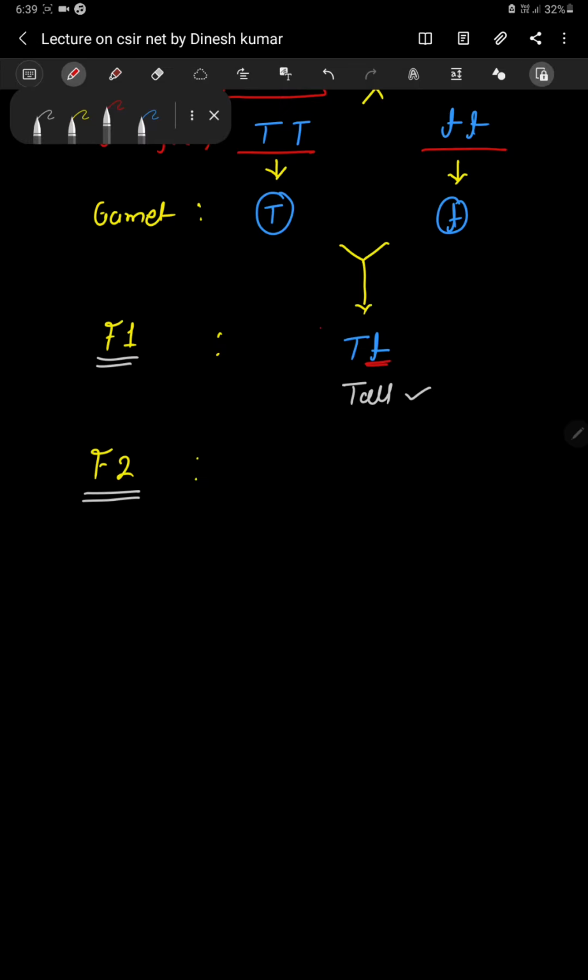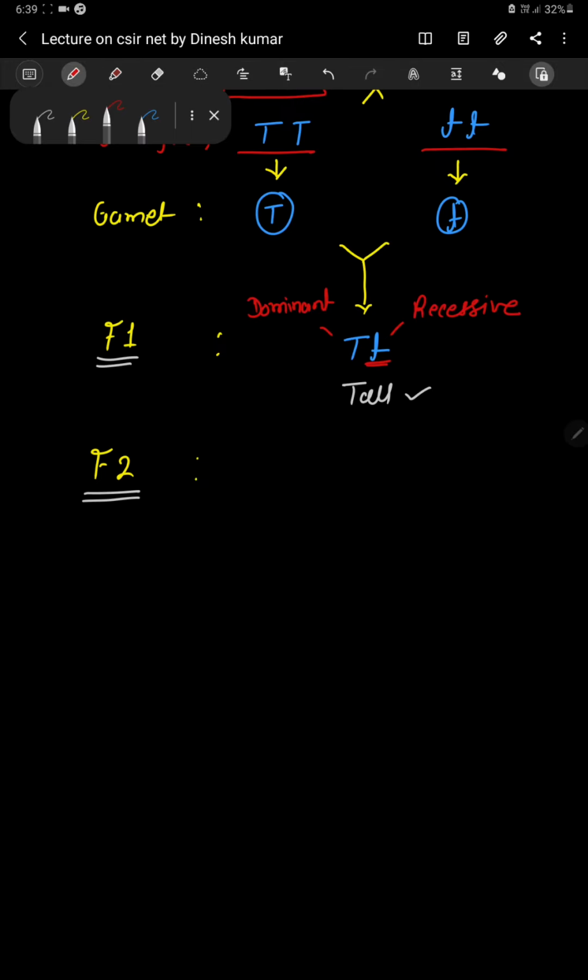Okay, so here capital T is our dominant characteristic, and small t is our recessive characteristic. That's why we also use different alphabets: for the dominant we use the capital alphabet, and for the recessive we use the small alphabet.